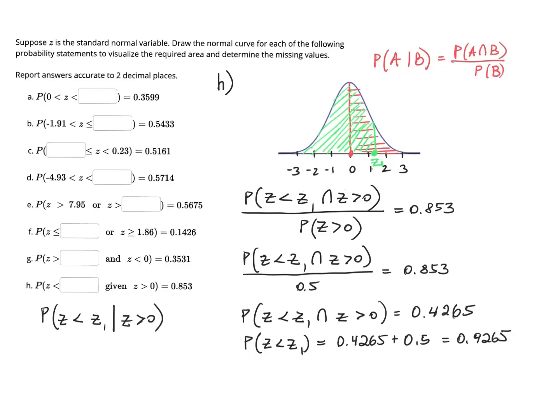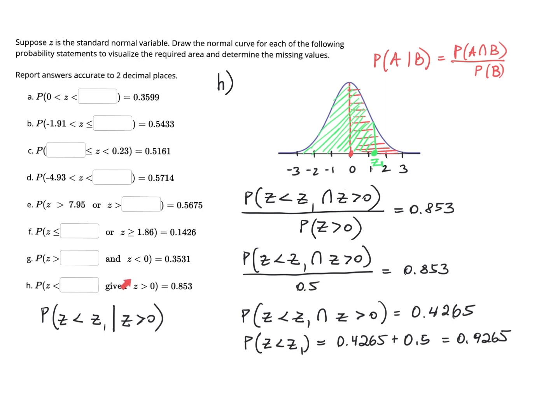Part H is the trickiest of all and will require us to put together what we remember about probability properties as well as the features of the standard normal distribution. So we need to find the probability that z is less than some unknown boundary, let's call it z1, given z is also greater than 0, and this probability is equal to 0.853.